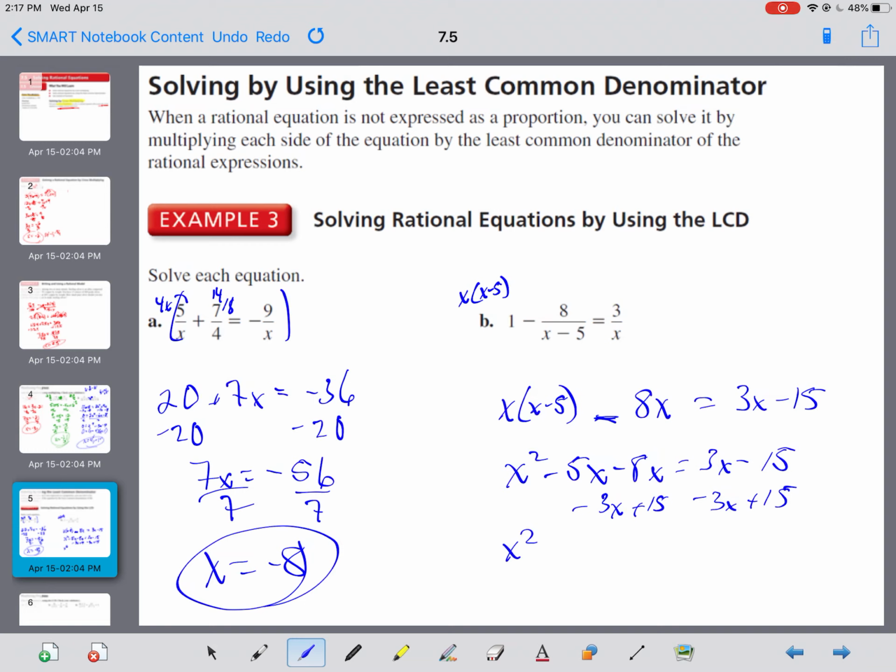It's a quadratic, so move everybody over. X squared, we got negative 5 and negative 8 is negative 11, so minus 14x plus 15 equals 0. Then we just have to factor it. Factors of 15 that add to 14. Let's see. Is she factorable?